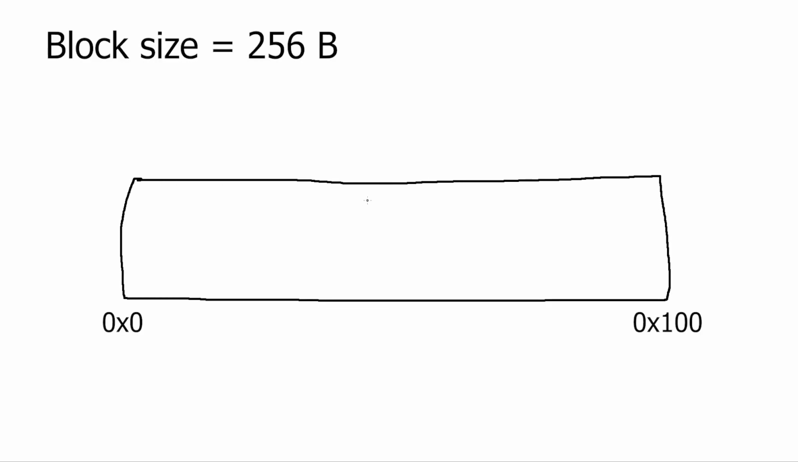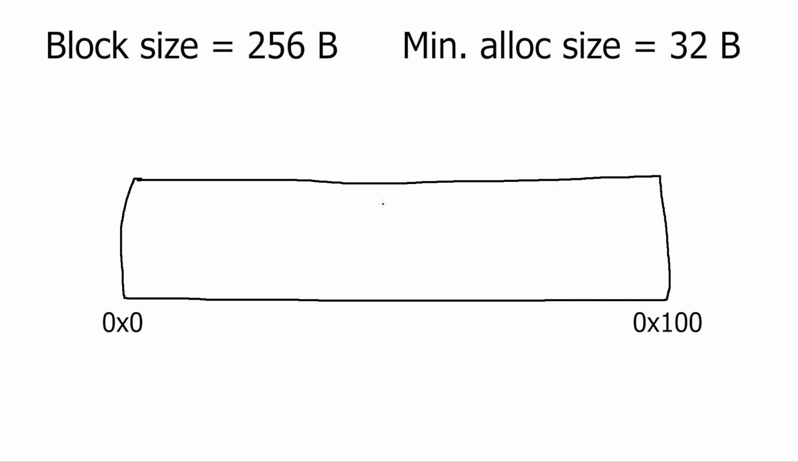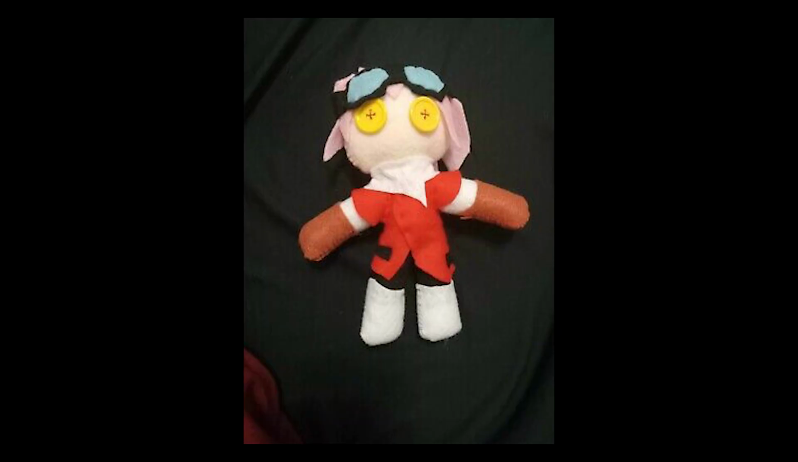Say you have a block of memory of 256 bytes and your minimum allocation size is 32 bytes, so you're able to allocate blocks of 32, 64, and 128 bytes. You're gonna need a free list for each one of the possible allocation sizes.